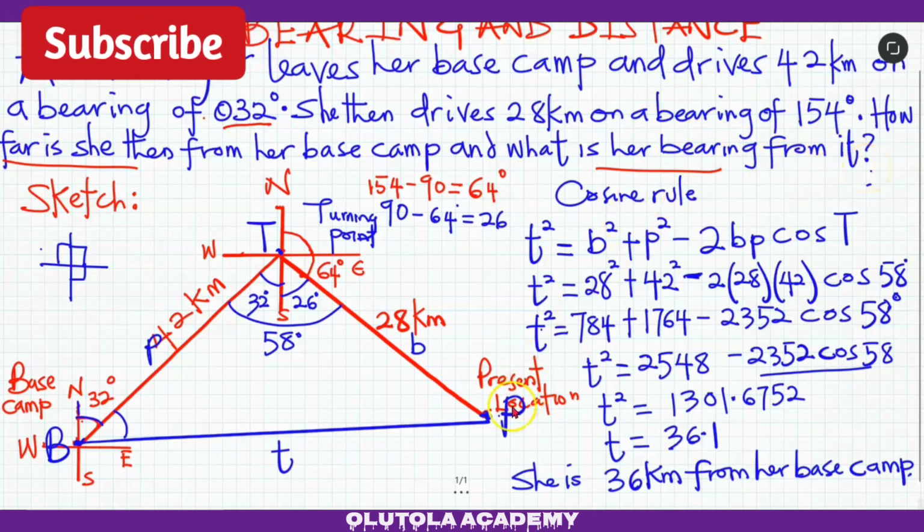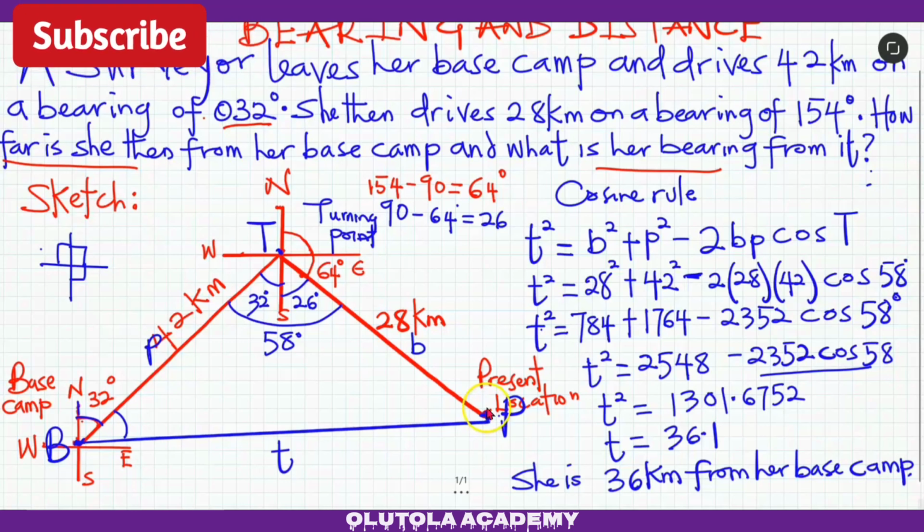So she is here presently. This is where she is. She's at point P. This is our present location. Now we have to find our bearing from the base camp.